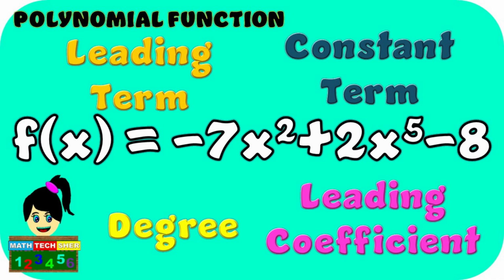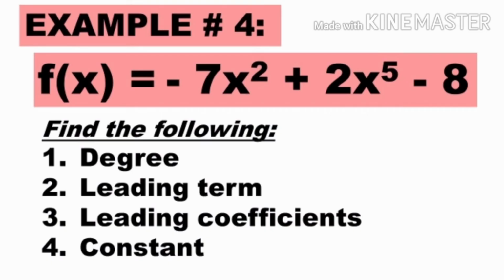Okay, hello everyone. So in this video, we are going to identify or determine the degree, the leading term, the leading coefficient, and the constant term of the given polynomial function. f of x equals negative 7x squared plus 2x raised to 5 minus 8. Okay, again, hindi siya nakaayos sa standard form.